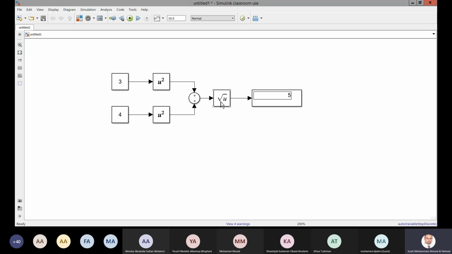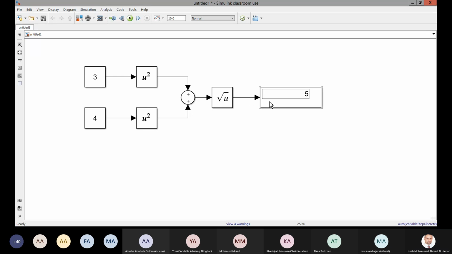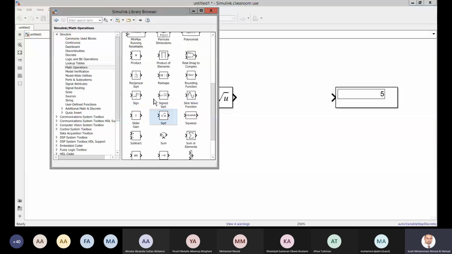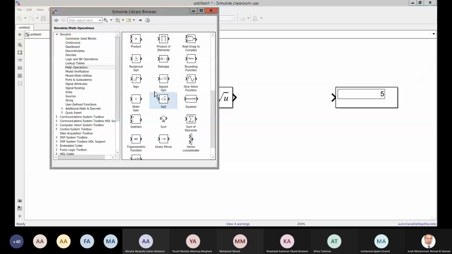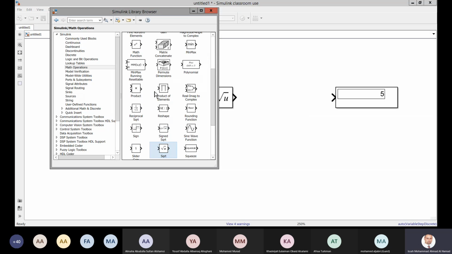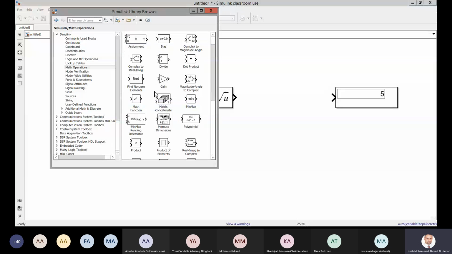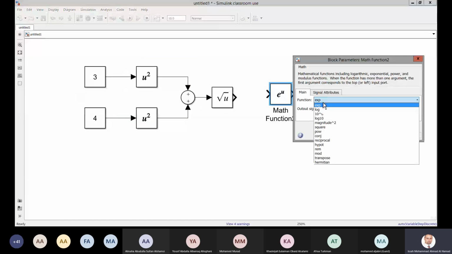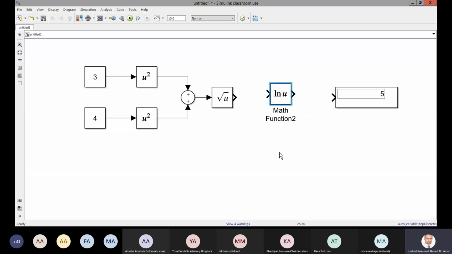For example, once I take the square root, let me take this here a little bit. I will delete this. Let me take the log, for example. I can go here to the mathematical operation and select log. Maybe you won't find a log, so you can take the mathematical operation again and take the log, for example, for the answer. Now I need to connect them.